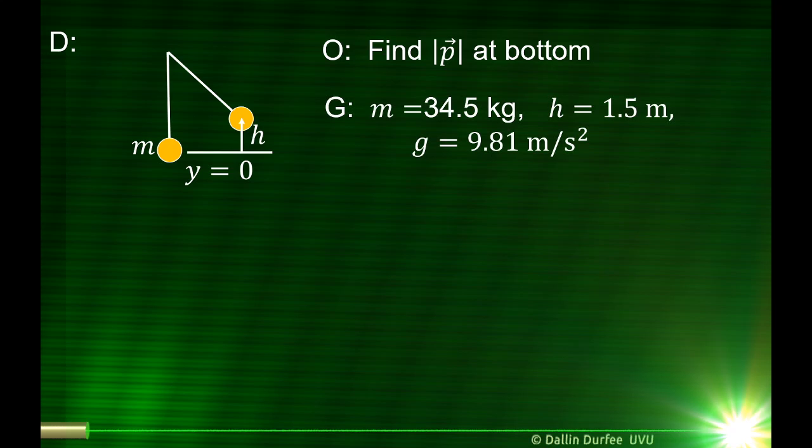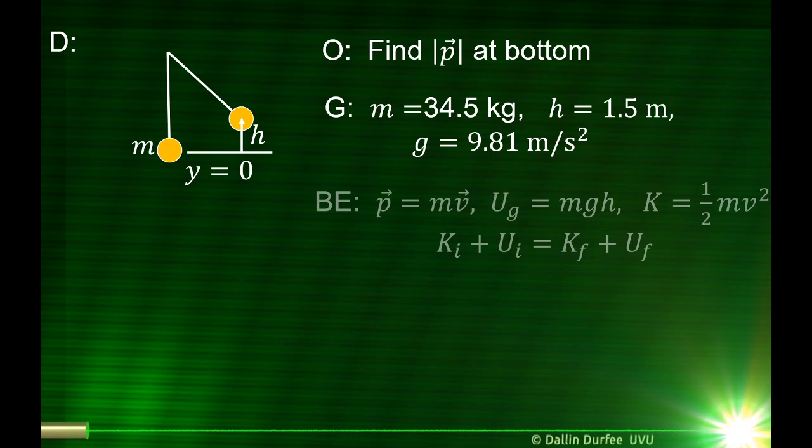And we're given the mass and the height, and we know that gravity is 9.81 meters per second squared. Our basic equations are, first of all, the definition of momentum. Momentum is mass times velocity. The potential energy due to gravity is just mgh, and kinetic energy is 1/2 mv squared. And then conservation of energy.